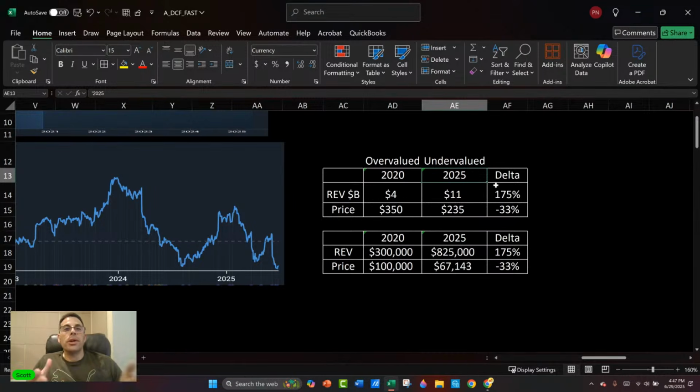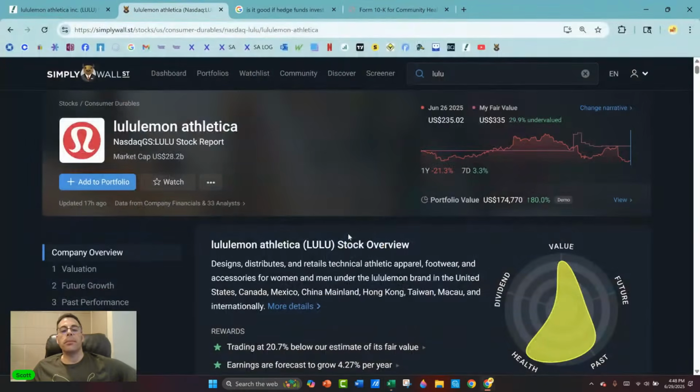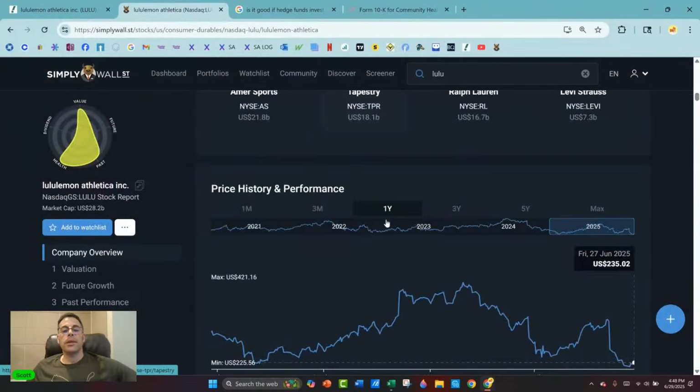I mean, it's a combination of the two. It's not one or the other. It's almost always a combination. It was probably a bit overvalued in 2020. It probably shouldn't have been trading at 350 because if you look at their PE or price to sales or price to book, let's see it.